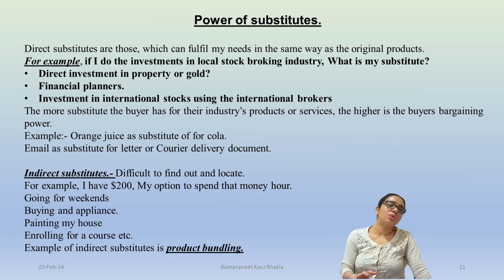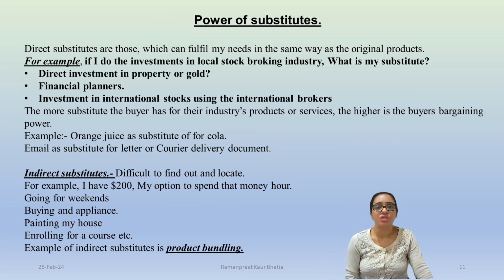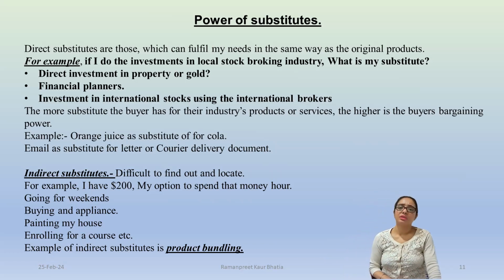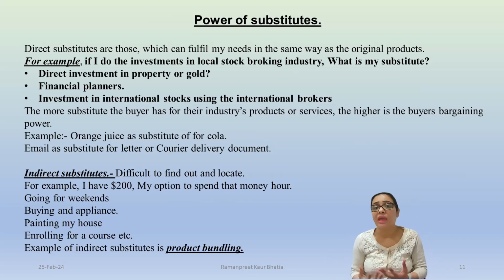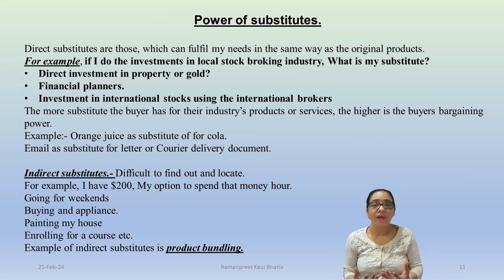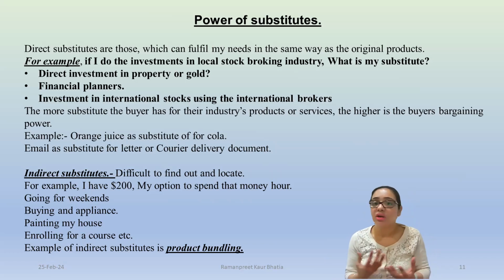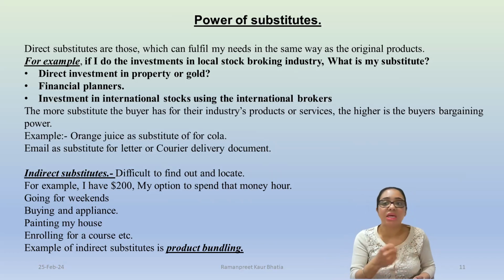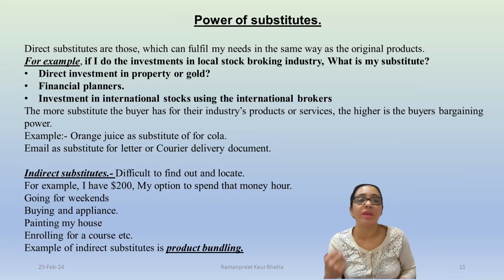What we just now talked about is the direct substitutes. Now there are some indirect substitutes. Not all substitutes are direct. What are indirect substitutes? They are very difficult to determine. They are very difficult to locate. Why? Because these items are not direct substitutes. They are competing for a share of your available dollars.